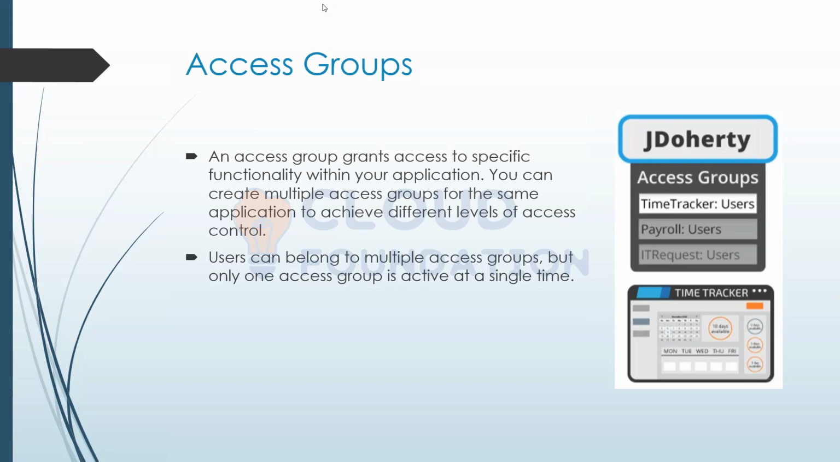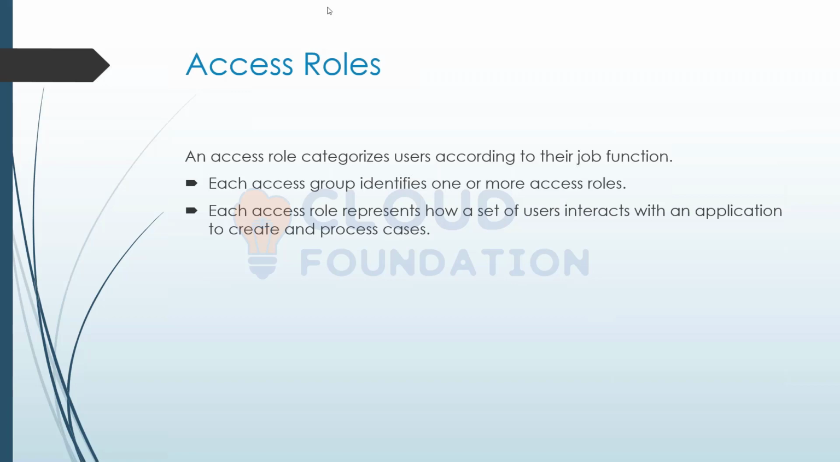So within the access group, what we have is roles. Let me give you a simple scenario. Suppose I have 3 types of managers in my organization, for example, senior manager, manager, and assistant manager. Now you might expect me to create 3 different access groups for them: one for senior manager, one for manager, one for assistant manager.